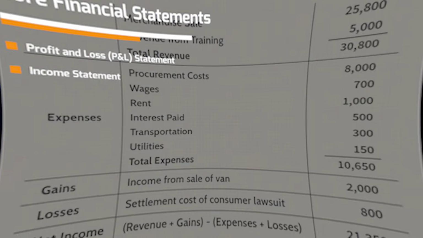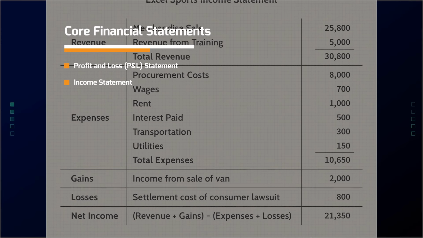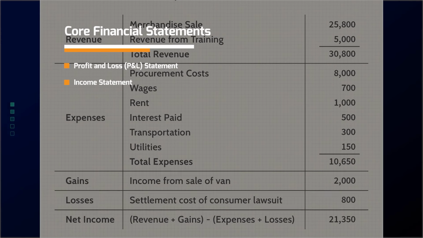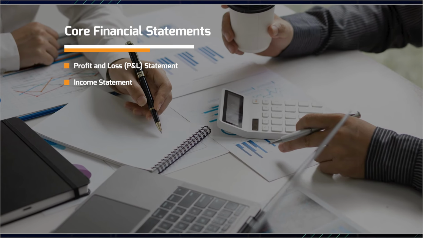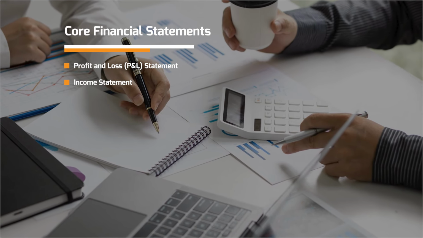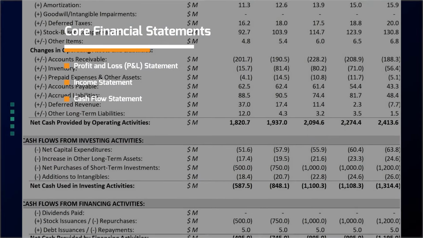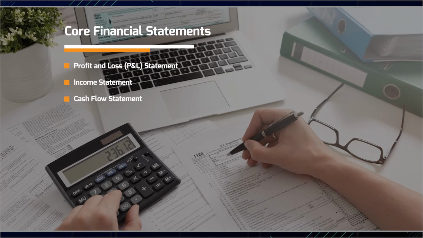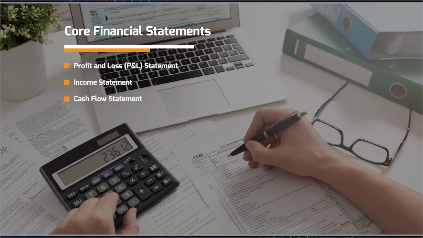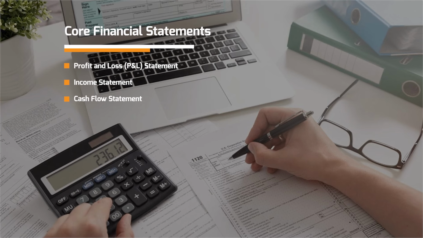The income statement is synonymous with the P&L statement. It summarizes revenues and expenses to determine net income or loss, and combined with cash flow and balance sheets, it provides a holistic view of financial health. The cash flow statement tracks cash inflows and outflows across operations, investing, and financing activities. It highlights liquidity management and tax payments like VAT, corporation tax, etc.